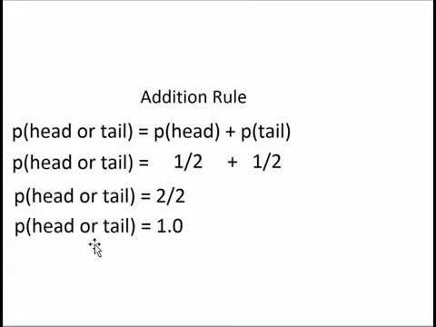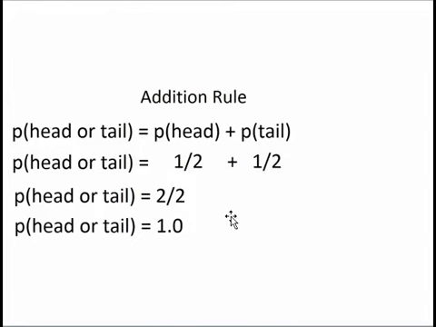So the answer is 1. The probability of getting a head or a tail when a coin is flipped is 1. And what this is actually saying is that this event right here, which is head or tail, always happens. Remember, an event with a probability of 1 always happens. That makes sense because when you flip a coin, you always get a head or a tail. Nothing else can happen. Each outcome has to be a head or a tail. So since head or tail always happens, then it means that head or tail has a probability of 1.